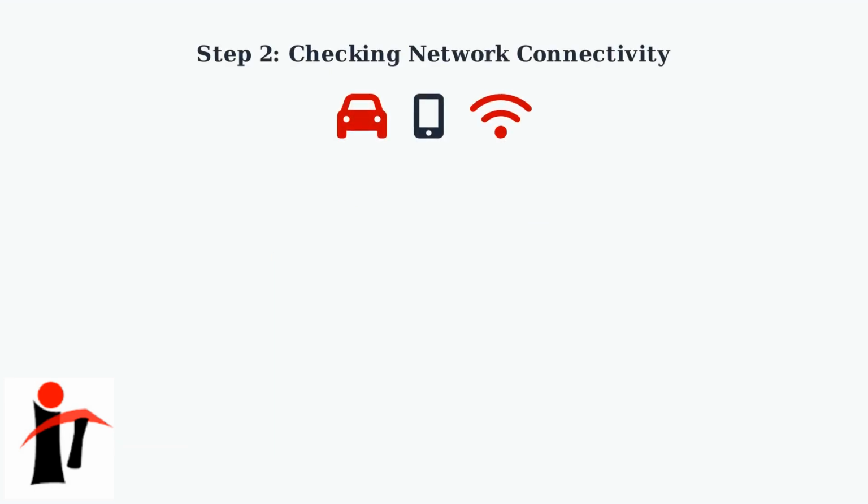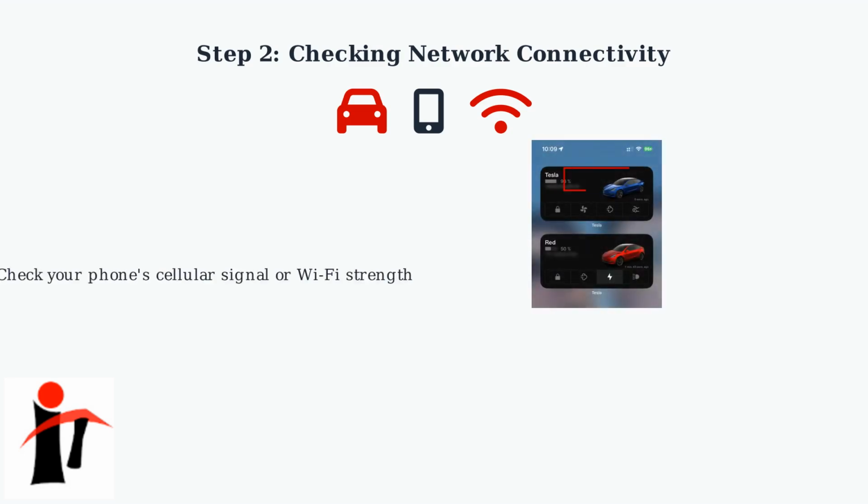Network connectivity issues can prevent your Tesla app from refreshing data. Both your phone and Tesla need a reliable internet connection to communicate properly. First, check your phone's network connection. Look at the signal bars in the top corner of your screen to ensure you have strong cellular service, or verify you're connected to Wi-Fi.